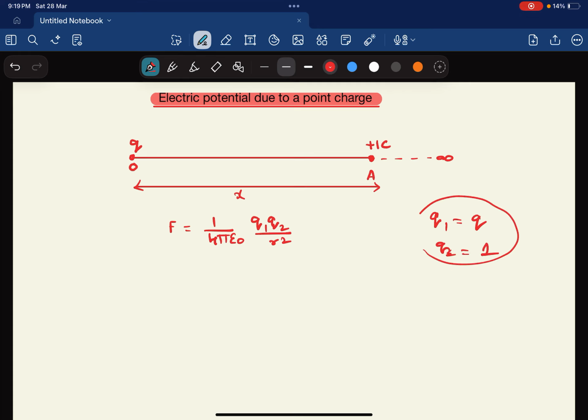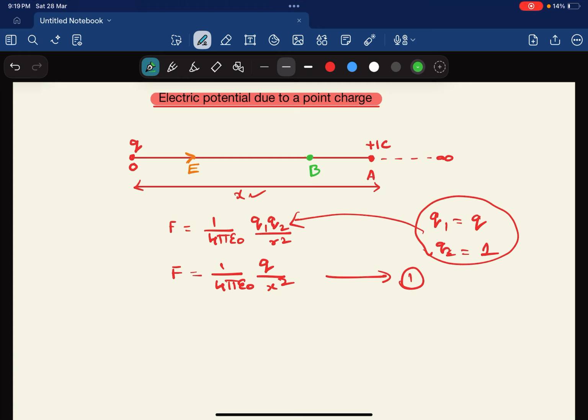So I'm going to implement this condition for this formula. F is equal to 1 by 4 pi epsilon naught into Q1 value is Q into 1 coulomb, that is nothing but Q into 1 means Q, by the distance of separation X, so X square. Let us assume this is equation number 1. Whenever a source charge is present here, the electric field is acting radially outward, right?